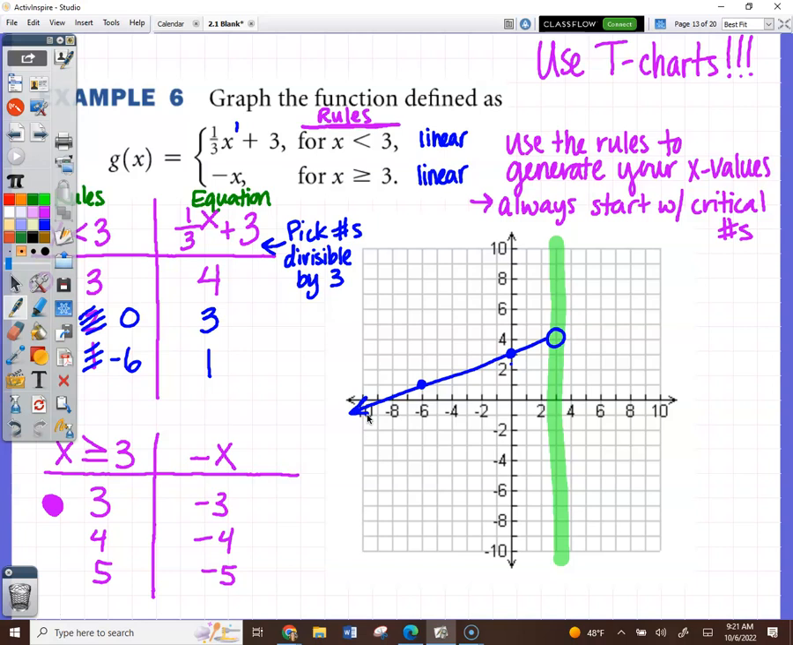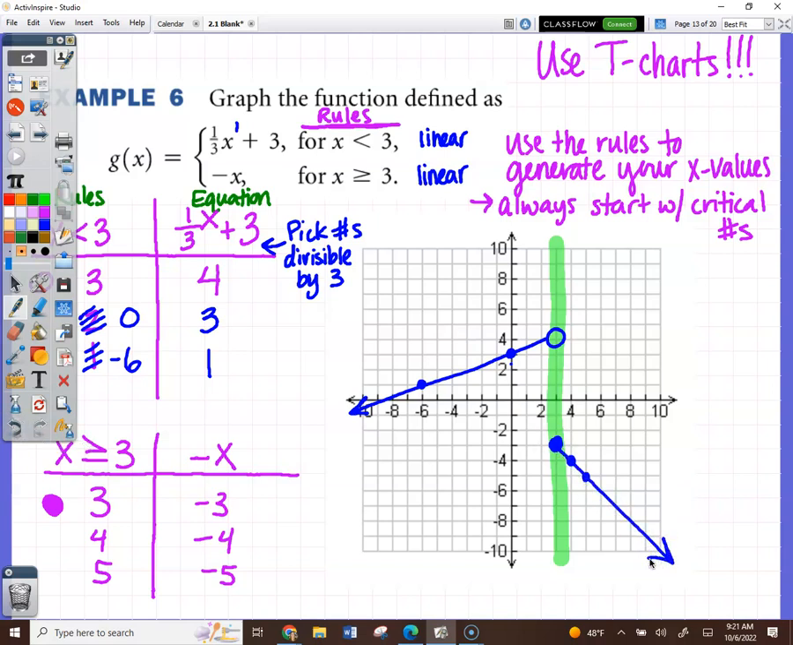Okay, now let's do the next one. Right 3, down 3. What type of circle? Closed. Right 4, down 4. Right 5, down 5. Once again, you cannot do this because now it's not a function. You are simply going that way with it.